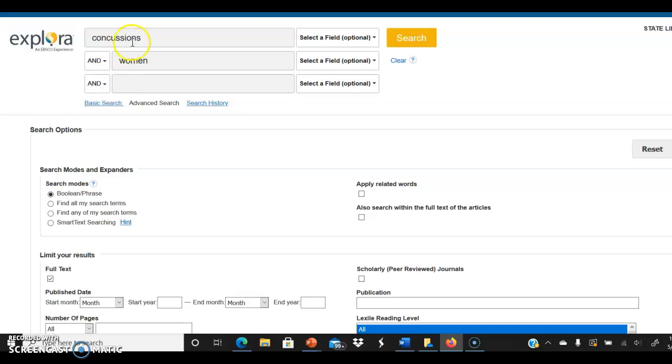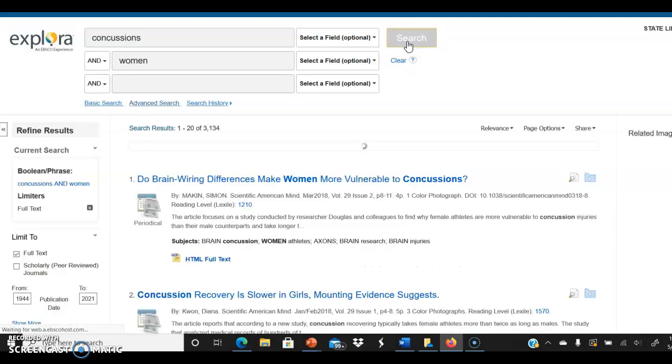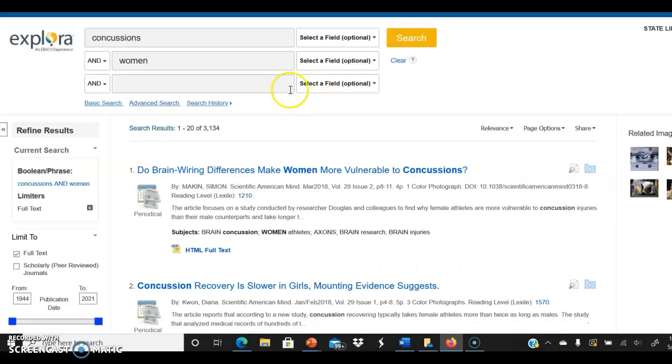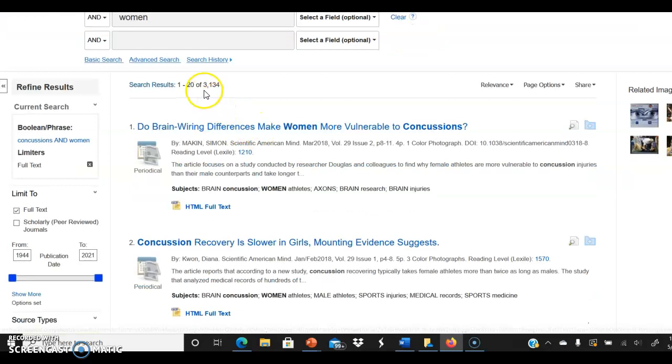So we're going to pick concussions and women, because I am interested in knowing how concussions affect women in general. So we're going to press search. And it went from 882,000 to 3,000, which is fantastic. So there are more things that we can do to narrow down our search parameters.